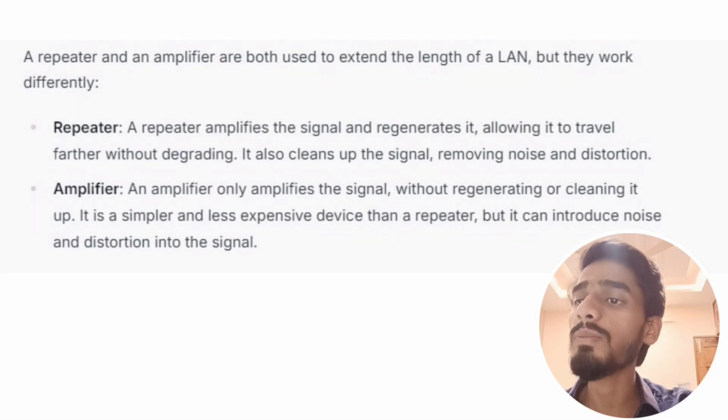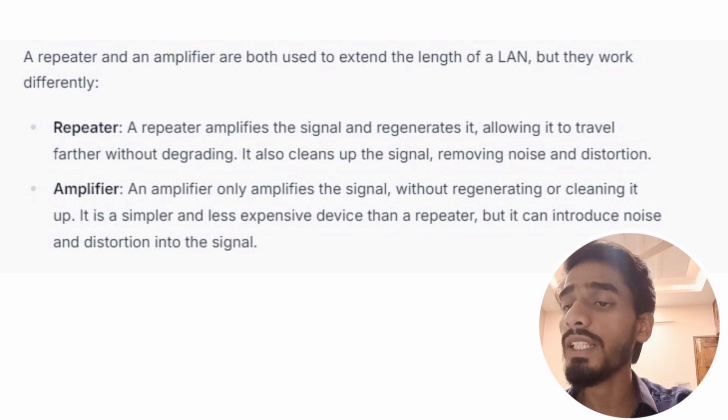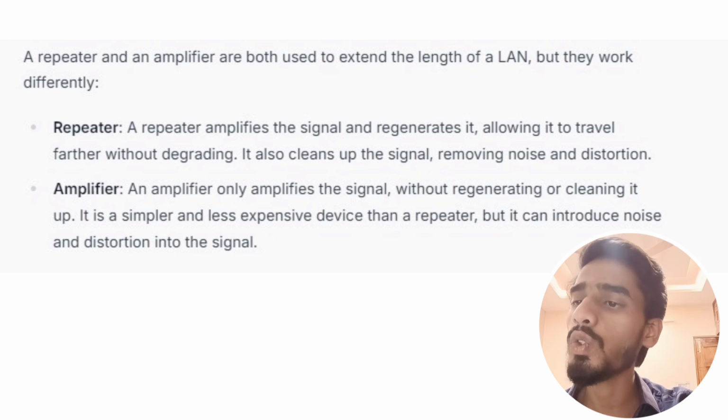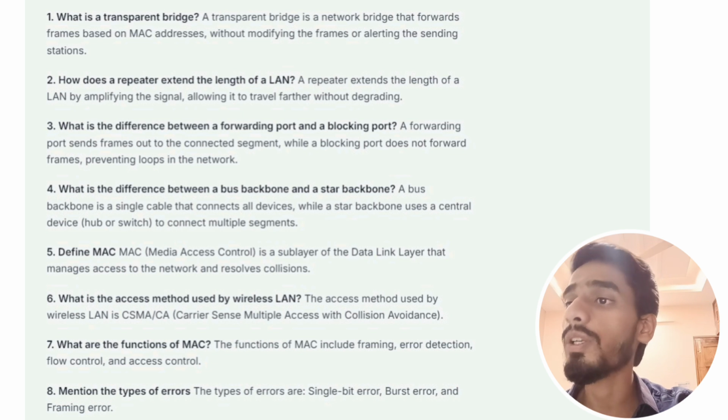Next, let us see some differences between repeater and amplifier. A repeater and an amplifier are both used to extend the length of a LAN, but they work differently. Repeater. A repeater amplifies the signal and regenerates it, allowing it to travel farther without degrading. It also cleans up the signal, removing noise and distortion. Amplifier. An amplifier only amplifies the signal without regenerating or cleaning it up. It is a simpler and less expensive device than a repeater, but it can introduce noise and distortion into the signal.